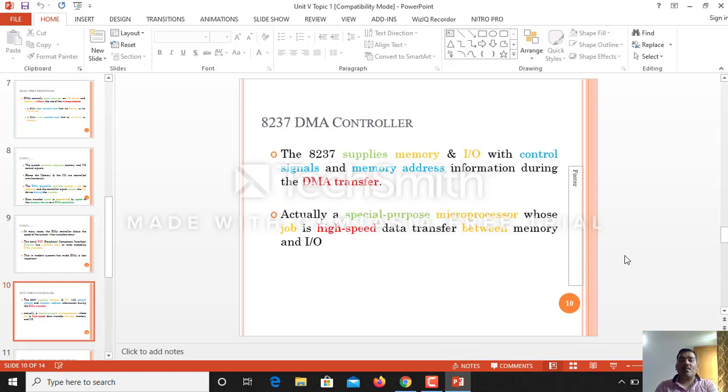The 8237 supplies memory and I/O with control signals and memory address information during the DMA transfer. Actually, it is a special purpose microprocessor whose job is high speed data transfer between memory and I/O.